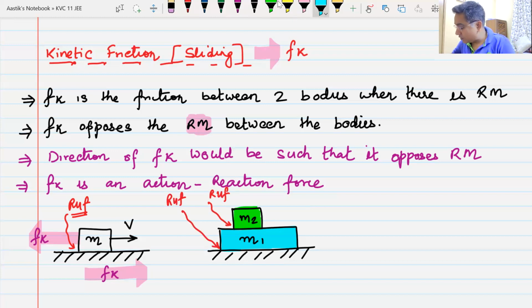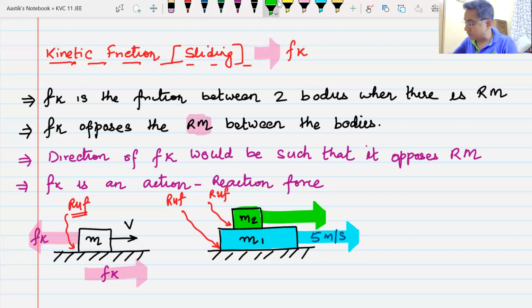Let us say this blue block is moving. Again, I am talking about velocities with respect to the ground. With respect to the ground, this blue block is moving with a velocity of 5 meters per second, and this green block with respect to the ground is moving with, let us say, 10 meters per second. Can you tell me the direction of frictional force on the two blocks?